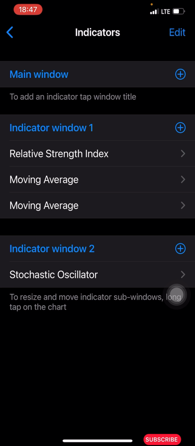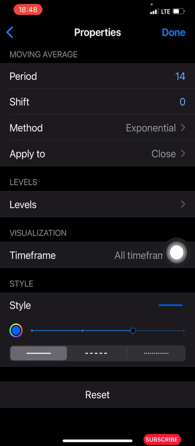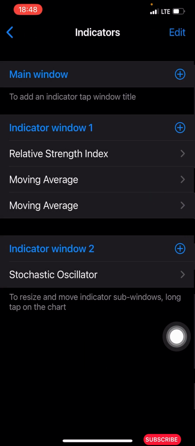Now the next indicator we have here is the moving average, which is this one here. You click on this second plus icon, the indicator window 1 plus icon, to add the moving average under the relative strength index. So you search for your moving average. The period is 14, the shift is 0, the method is exponential, apply to close. The level you leave as it is, time frame all time frames. For the style you make the color blue, 3 pixel, and you click on done. That's the first moving average.